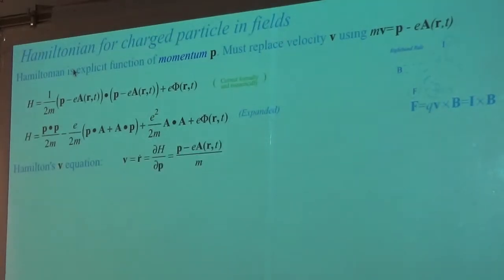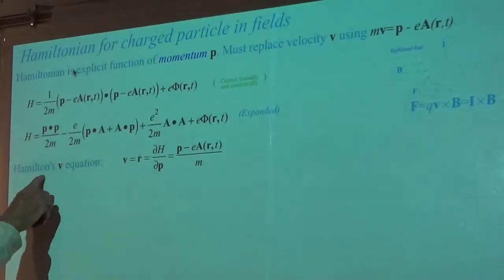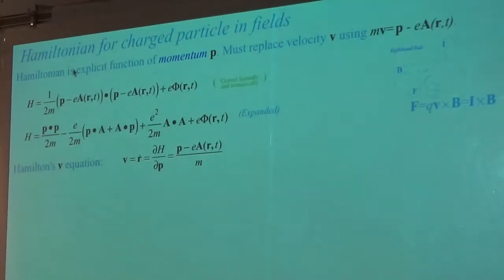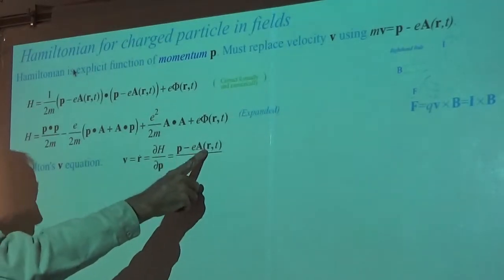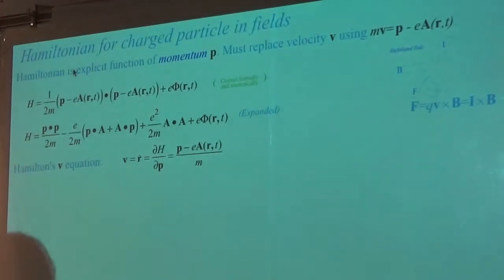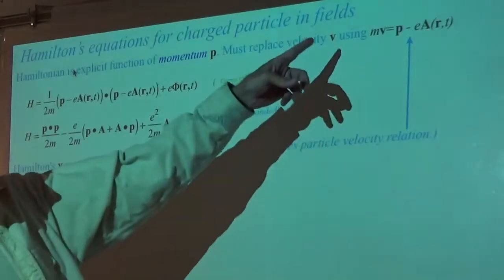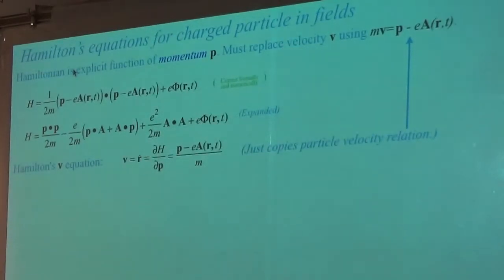We can redefine A and phi by gauge transformations, but it isn't going to change any of the dynamics that's going to be coming out of it, such as Hamilton's velocity equation. R dot is the partial derivative of H with respect to P. That's the first Hamilton's equation, right? And it works fine. There's v equal P minus A, which was our original definition. Nothing inconsistent here. It just copies our particle velocity relation. All right, so that's checking.